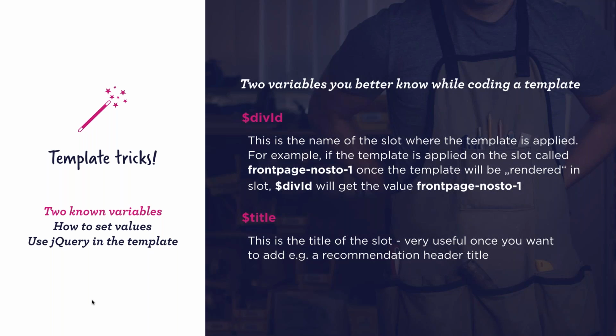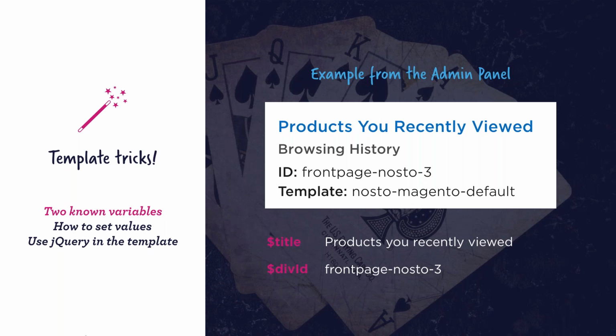And also $title, which contains the title of the slot, so that you can use this variable within a header just to create the title of the slot, and that's it. So let's see how it works. Once the slot is rendered, you will see that $div ID is going to be, in this case, front page Nosto3, and the variable $title is products you have recently viewed.